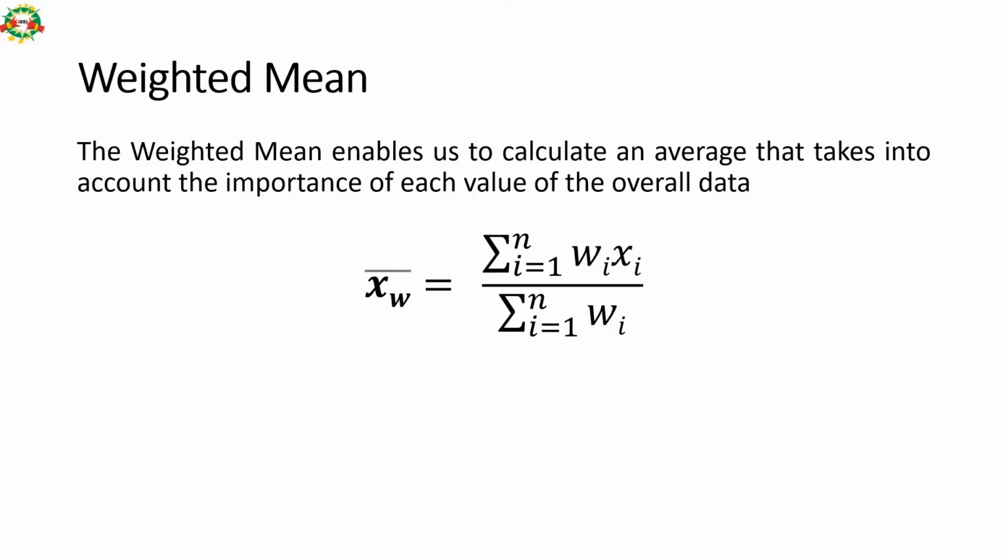Second mean is weighted mean. It enables us to calculate an average that takes into account importance of each value of overall data. This is the formula. We normally denote it x bar, and weighted mean is equal to sum of wi xi divided by sum of wi. Let us understand with an example.